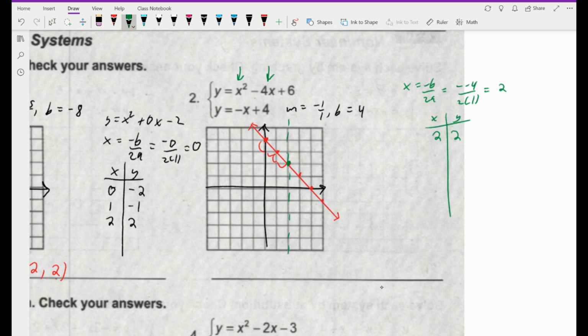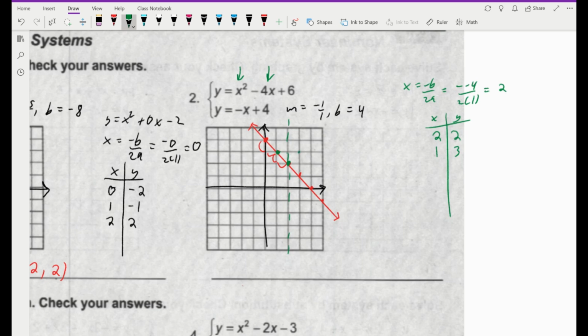Let's plug in a point close. I know this graph is going to be opening up. If I plug in 3, it's not going to cross the line. So let's try a point next to 2, but on the left side. So I'll plug in 1. 1 squared minus 4 is -3. -3 plus 6 is +3. So (1, 3). So it looks like we already have the second point of intersection.